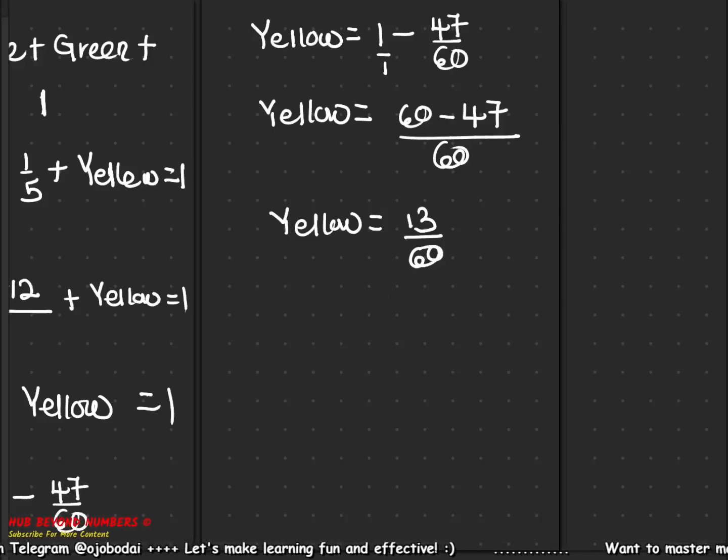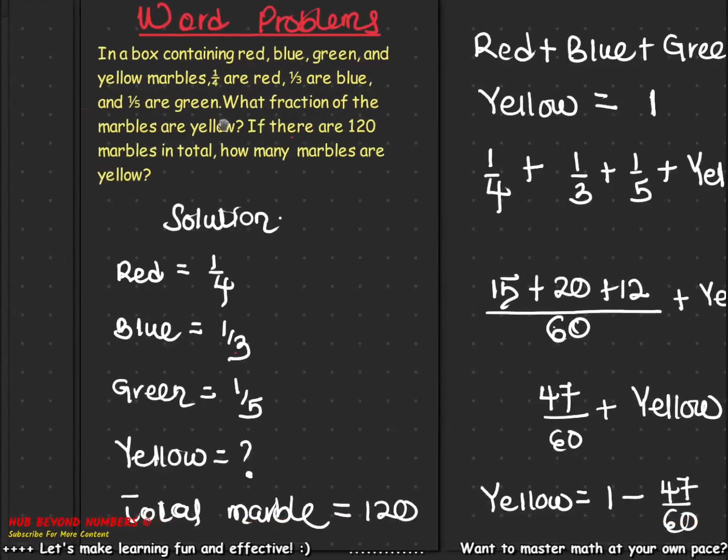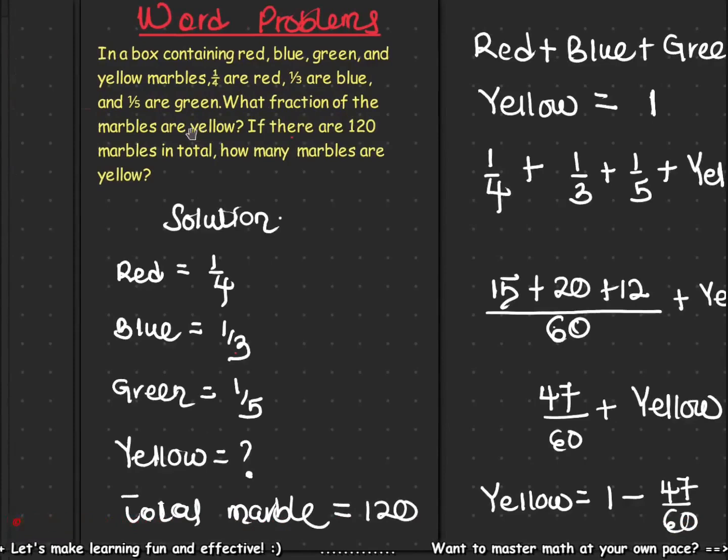13 over 60. Is there any way we can simplify 13 over 60? No. It is just as it is. So it simply means that from the question, which says, what fraction of the marbles are yellow? It is 13 over 60.